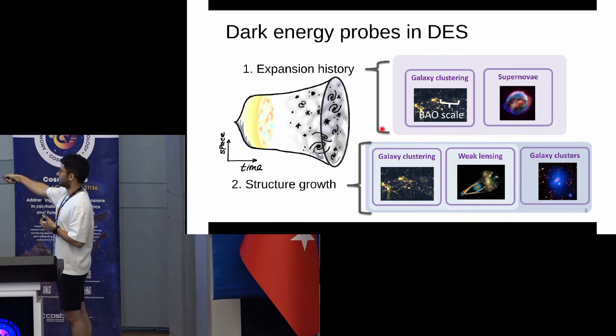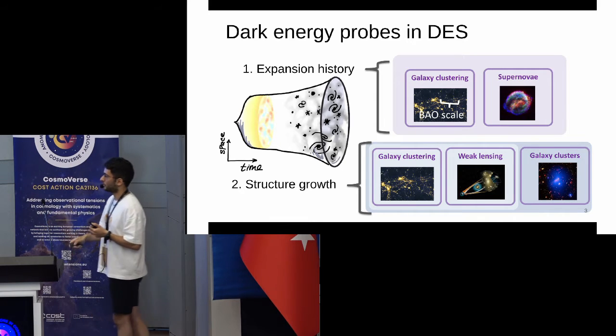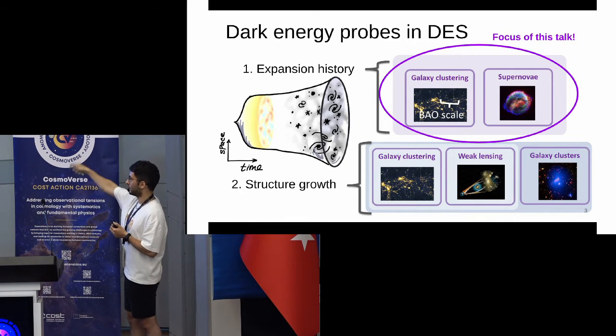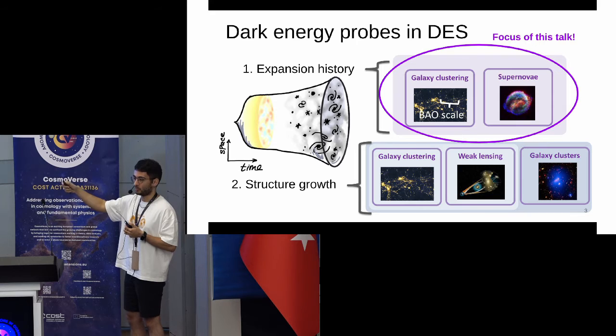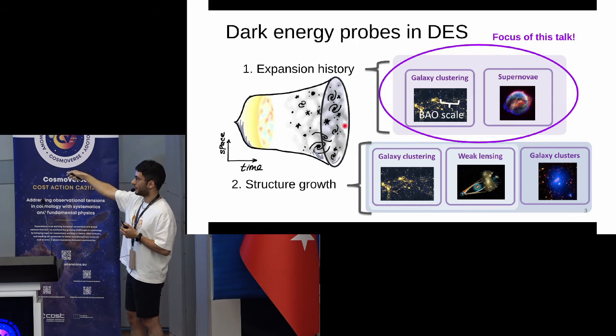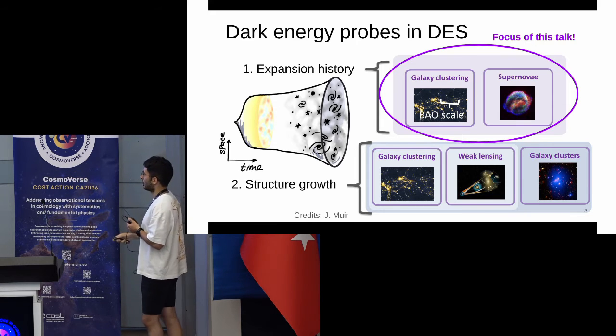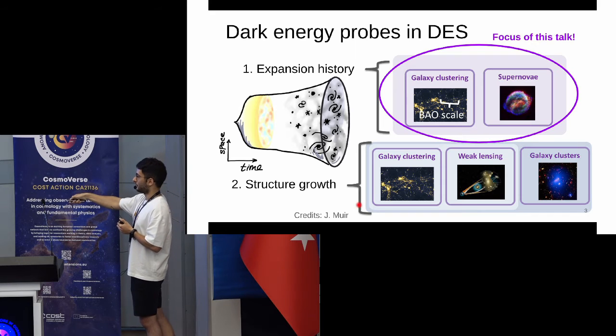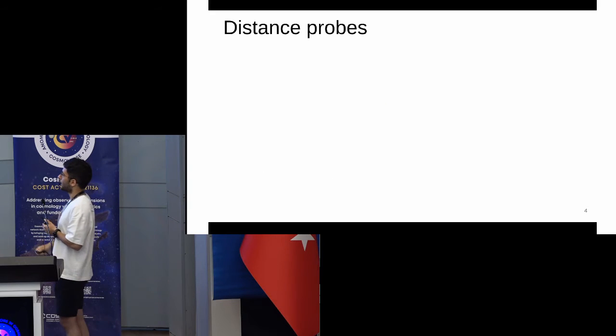And galaxy clusters. But what we're going to focus on in this talk, as I said before, is the combination of the expansion history probes, Baryonic Acoustic Oscillations and type 1a supernovae. So these results are already out since 1 year ago, and these are the final type 1a supernovae results. We already published them. Credits to Jesse for these wonderful plots.